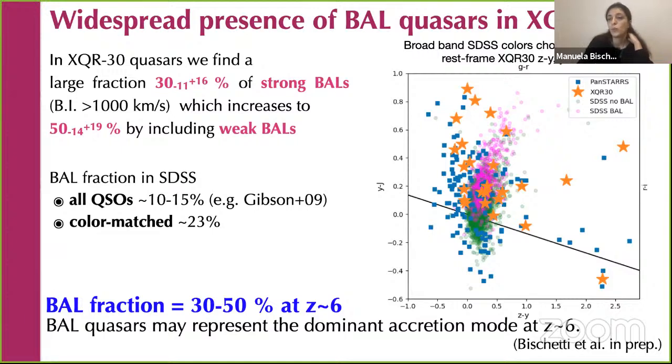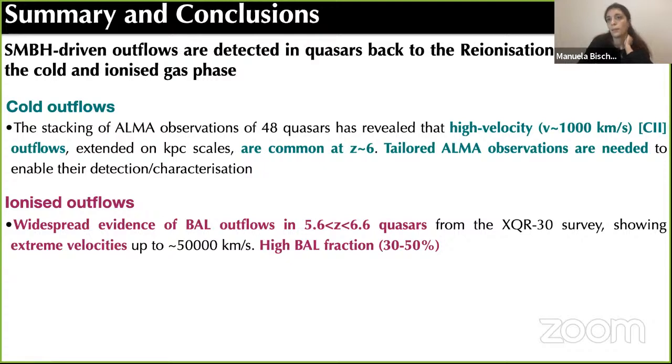So just to wrap up, I've shown you that supermassive black hole driven outflows are detected back to the reionization epoch in both the cold and ionized gas phase.